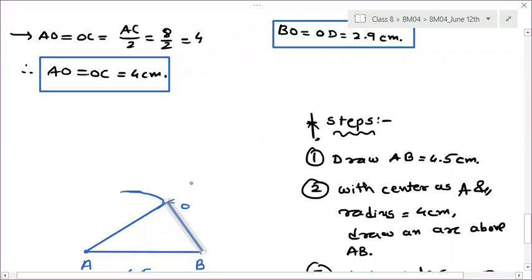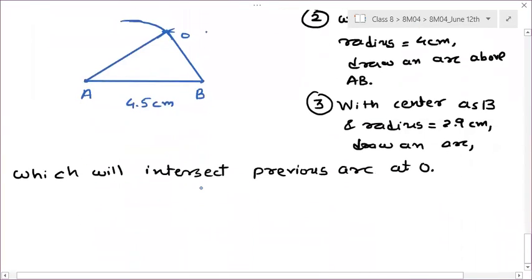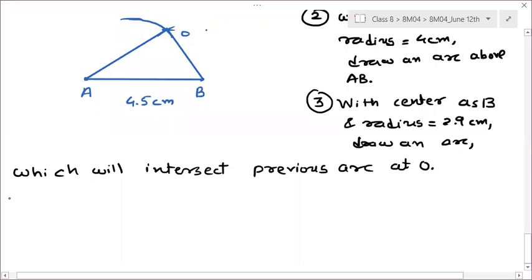Is it clear? Please give me some response. So I will connect AO and BO. Okay. So the next step is to join AO and BO. Chalo, now where do we have to move forward?